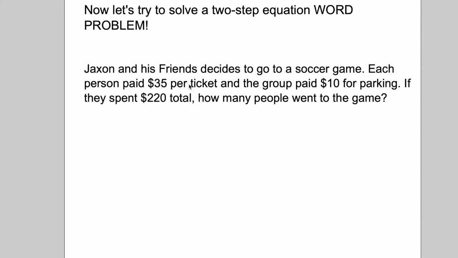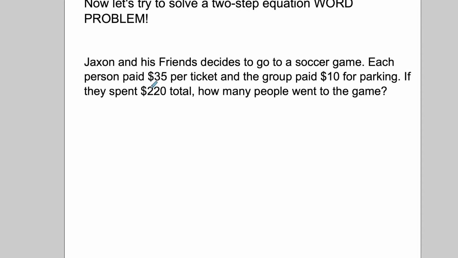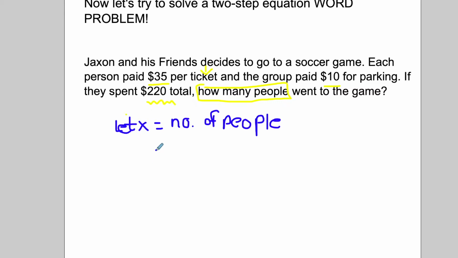Now let's try a two-step equation word problem. First, it would be wise to carefully read your problem and highlight all the important information, like $35, $10, how many people, and $220. Now that we understand the problem, let's set up an equation and answer the question, how many people went to the game? Let x represent the number of people. Now, don't forget that $10 was an additional fee, so let's have our equation be 35x + 10 = 220.